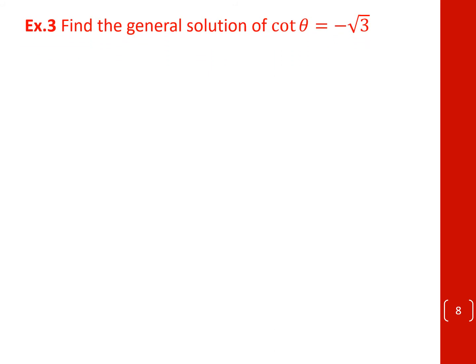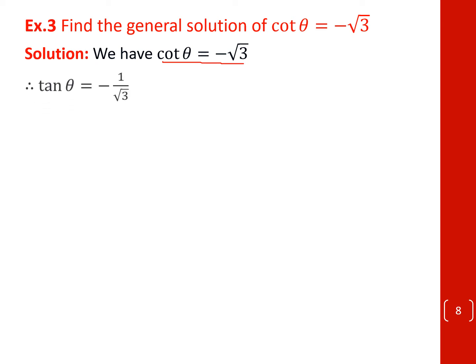Third example, find the general solution of cot theta equals minus root 3. Solution, we have cot theta equals minus root 3. So student, we know cot is the reciprocal of tan, so we'll write it in terms of tan. Therefore, tan theta equals minus 1 upon under root 3.